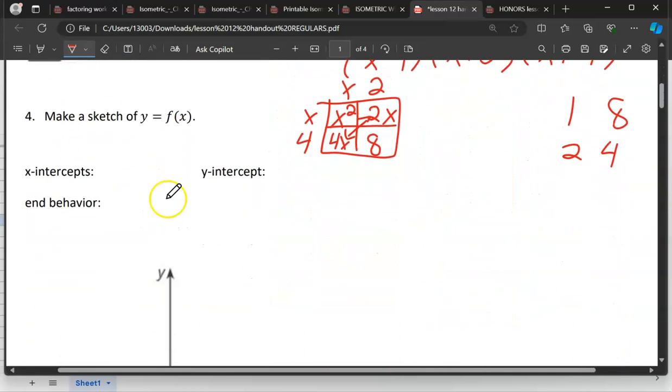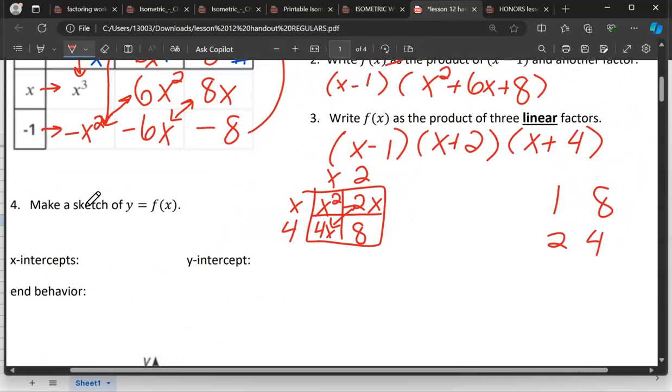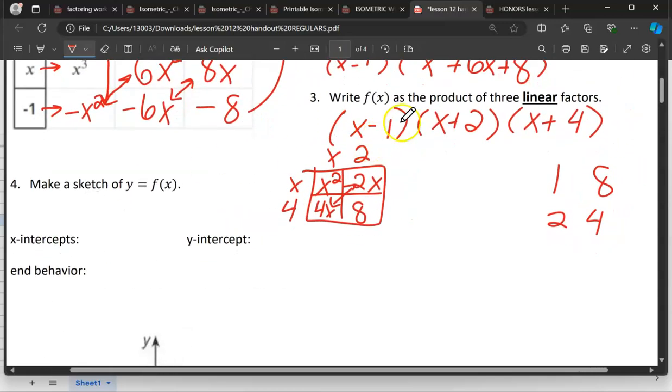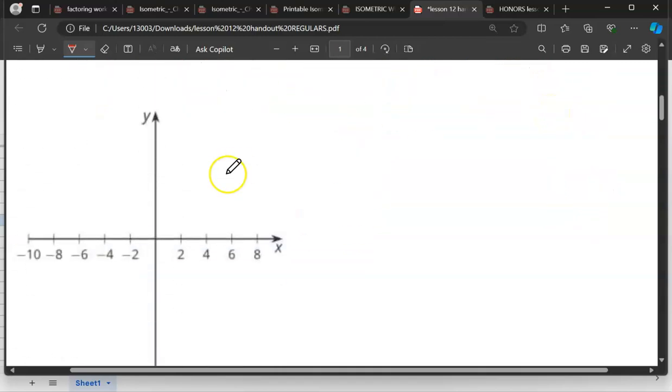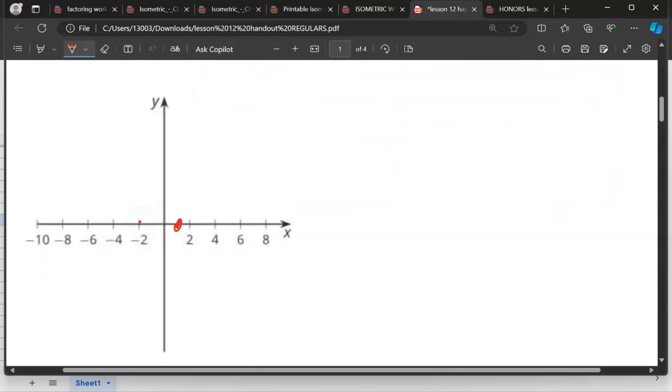Making the sketch of that, they ask us to do a couple things: x-intercept, y-intercept, end behavior, and so on. I'm going to skip ahead. We only have a minute left in the video, and I do want to squeeze it in. My zeros are the numbers that make the parentheses 0. So for x minus 1, I would have to plug in 1, then -2, -4. So 1 is right there, -2 is right here, and -4 is right here.